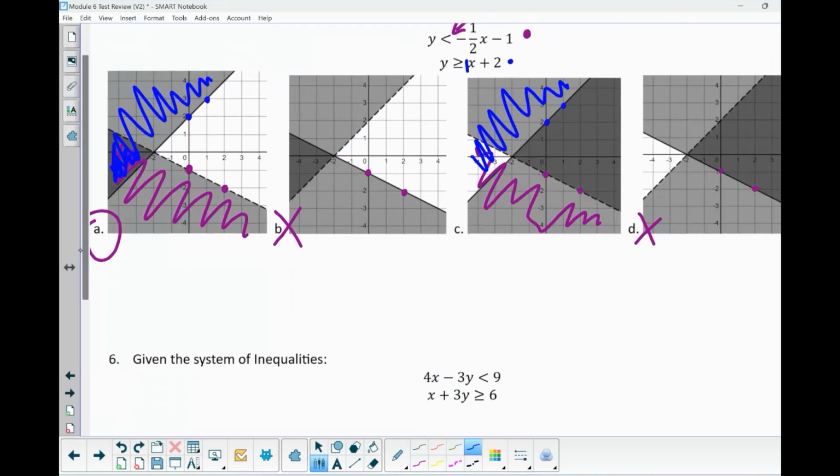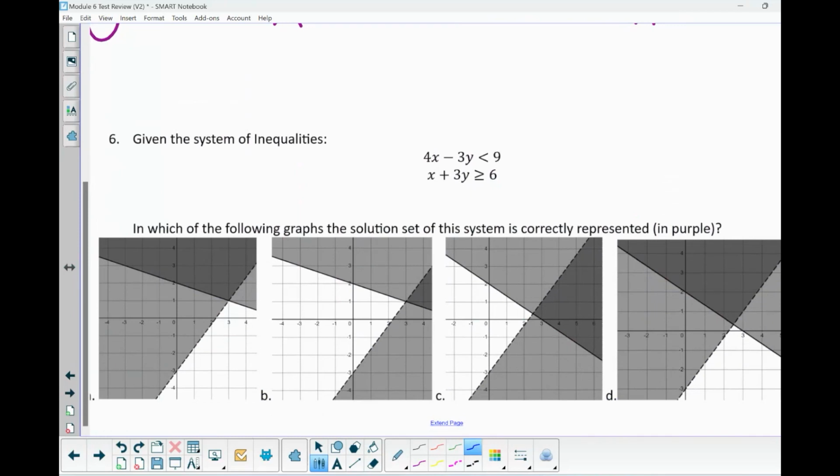All right. Number 6. Given the system of inequalities, in which of the following graphs is the solution set of this system correctly represented in purple? Now, we don't have purple, but we do know it's the double shaded areas, which are the darker areas, like this and this. So let's take a look. In this case, these are set up differently because they are not in slope-intercept form. I want to make sure y is by itself. That way I can graph the y-intercept and the slope. So we're going to have to convert these.